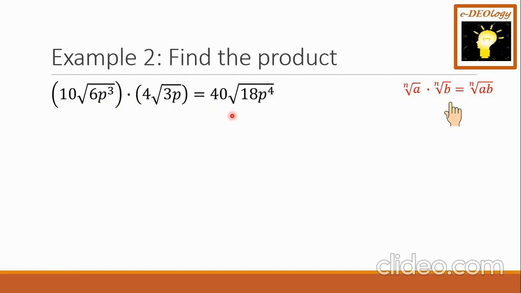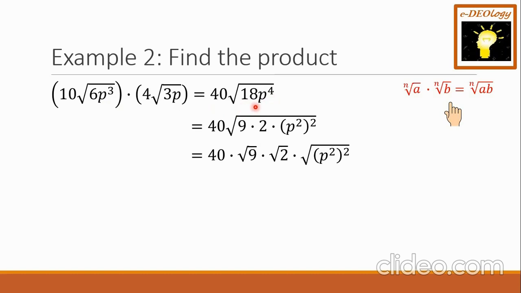But I observe our radical here can still be simplified. So what we'll do, we're going to factor 18 into two numbers such that one must be a perfect square. So that is 9 times 2. The number 9 is the perfect square number. For the p raised to 4, we're going to show that this is p squared, and again squared. After that, we're going to distribute the radical to each of the terms inside the radical symbol.